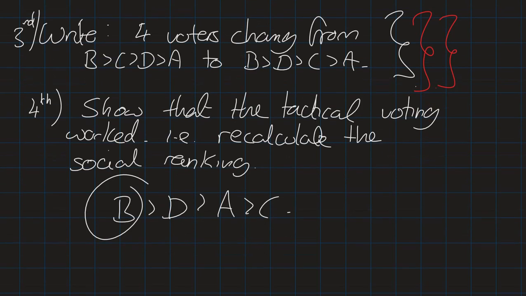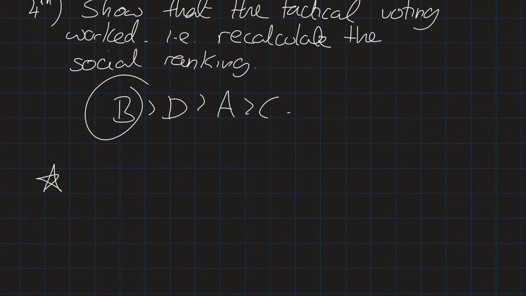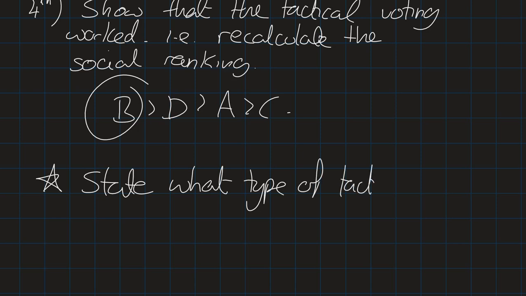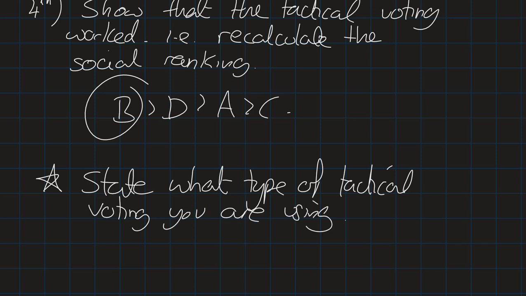And lastly, to be extra safe, if you're really trying to maximize the number of points you get in exams and homeworks, state what type of tactical voting you're attempting to use. Even though the question didn't explicitly ask you to state what type of tactical voting, you're more likely to get partial credit points if you write this. That's it for this video.